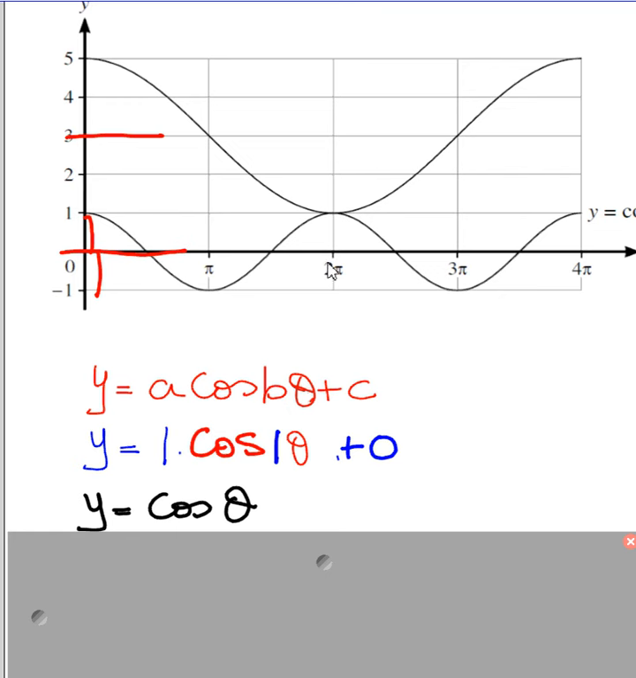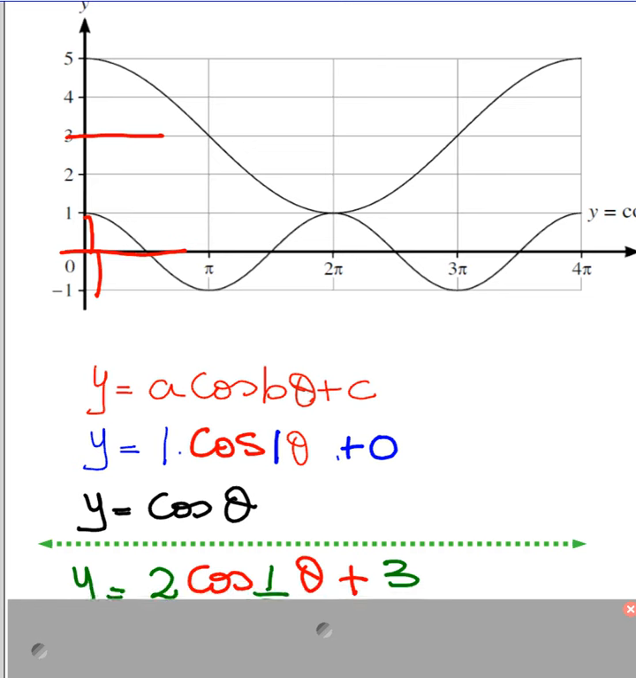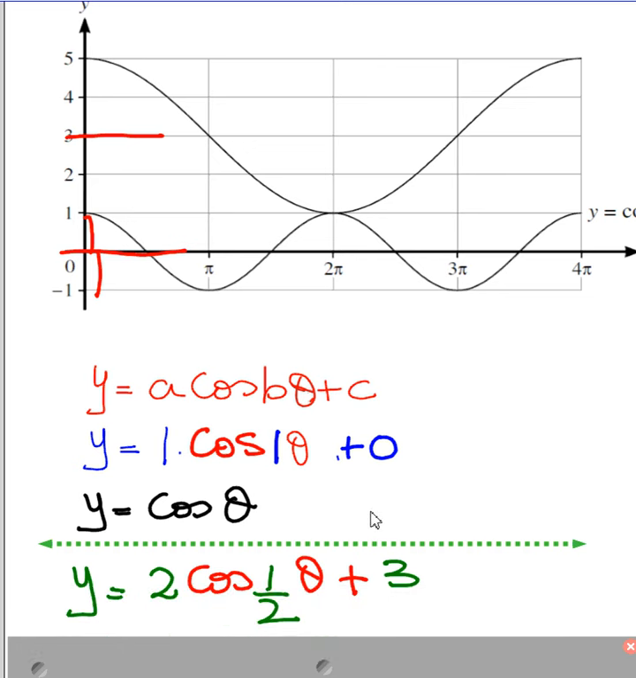Now within 0 to 2 pi, you see half of the curve is drawn. So it means the cycle period is half. So I will write here B is half. So this understanding will give me immediately the equation for the above curve, right?